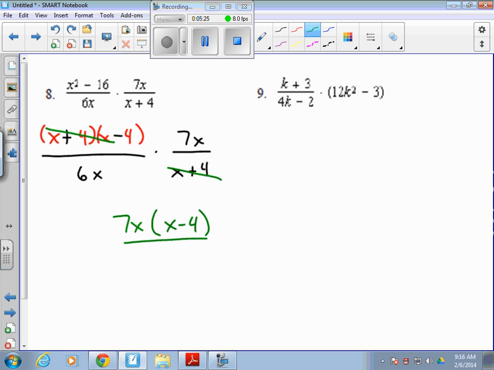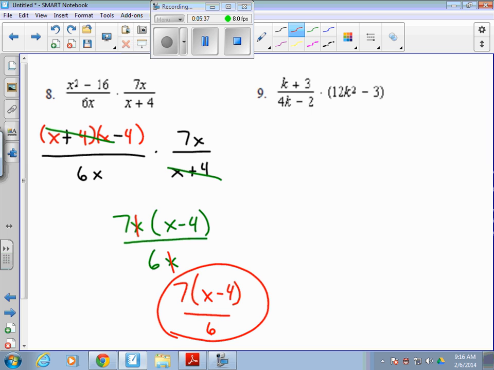Over 6x. And then there's one more thing they have in common. They have x in common, so we can cancel that out. So 7 times x minus 4 over 6. This is going to be over 1 if you need to look at it that way. When you're multiplying fractions, just put everything over 1.